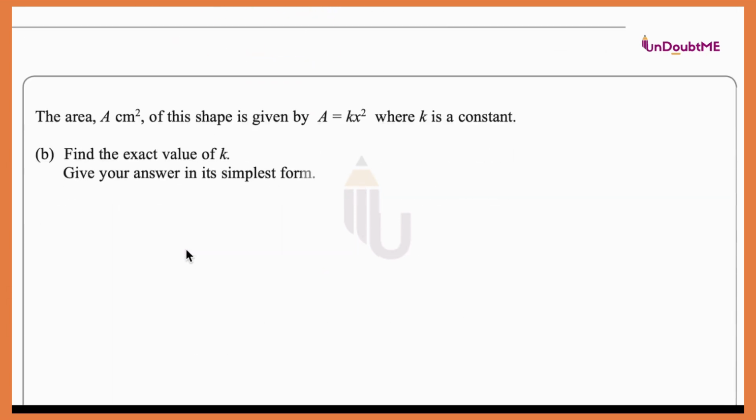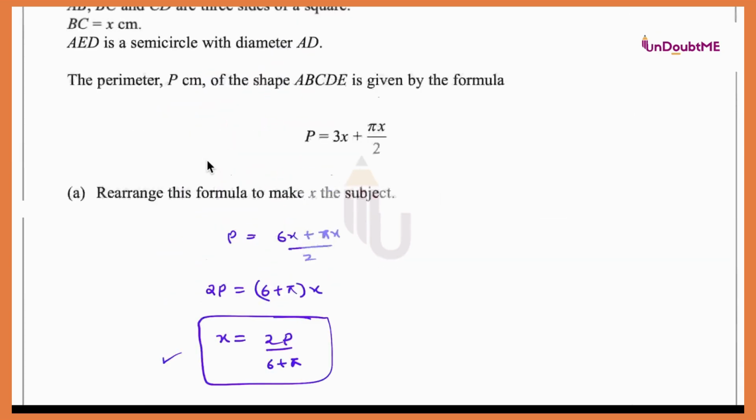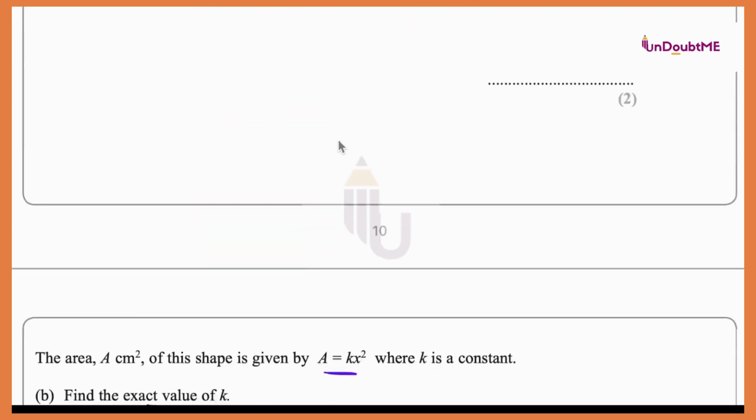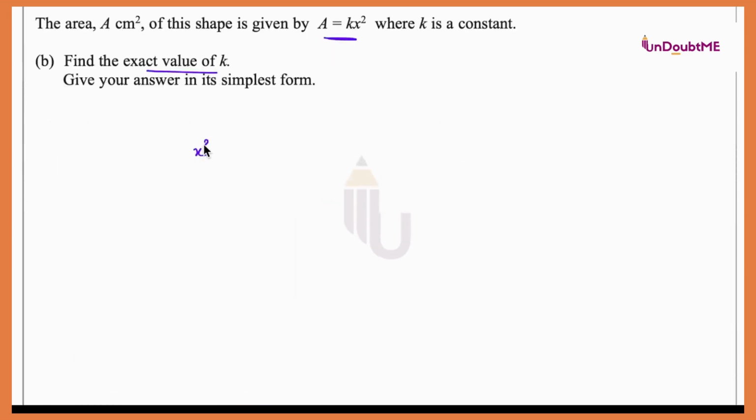Find the area of the shape. The area of the shape is given by k x square. The exact value of k is needed. We need to find the area of this shape. This shape is a square plus a semicircle. We'll keep it simple: area of square plus area of semicircle. The area of the square is side square. The area of the semicircle is pi r square over 2. The value of r in this case is x by 2.